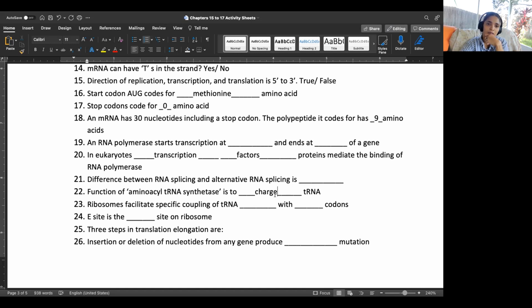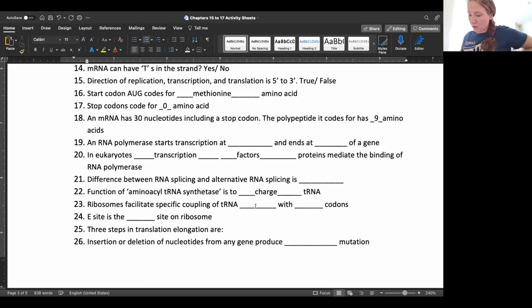Next. Ribosomes facilitate specific coupling of tRNA anticodons with mRNA codons. Very good. tRNAs have anticodons. They bind to the codons of mRNA. Very nice. And then the E site is the exit site on the ribosome.